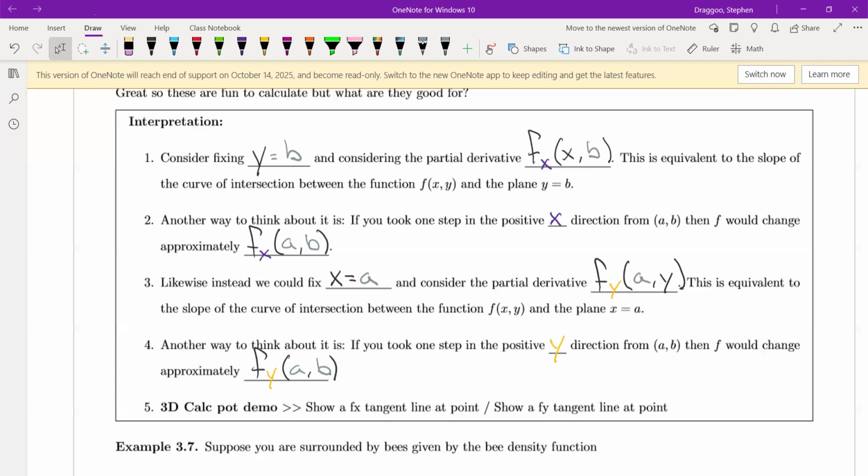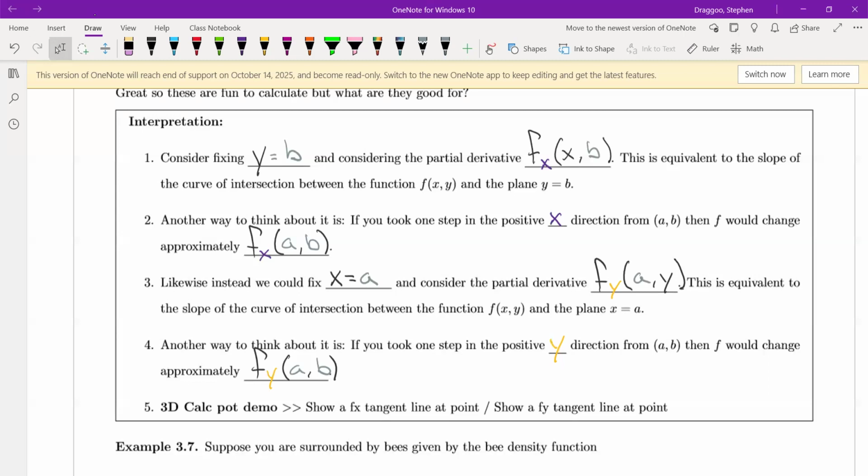So again, if I took one step in the positive x direction, then f would change by roughly the f partial x at b. We're really going to be building these ideas in an argument about tangent planes. Because if we think back to how the original derivative worked, it was the slope of a tangent line.